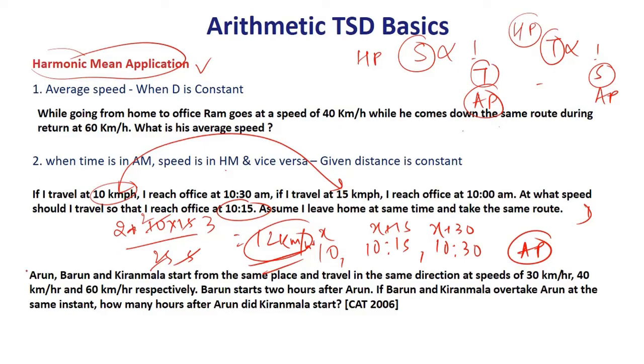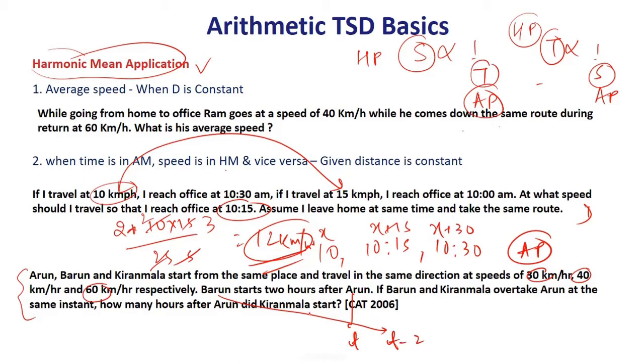Let's apply it in one of the CAT questions. Arun, Barun, Kiran start from the same place and travel in the same direction at speeds of 30, 40 and 60. Barun starts 2 hours after Arun. So let's say Arun takes T hours. Then Barun takes T plus 2 hours.